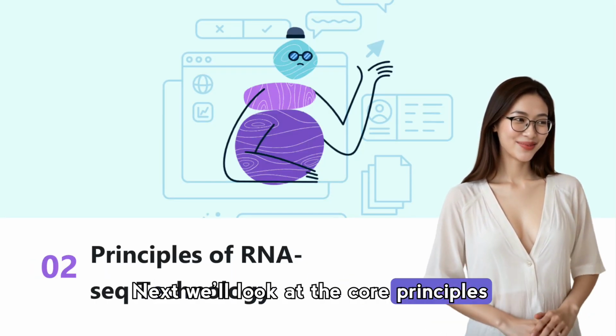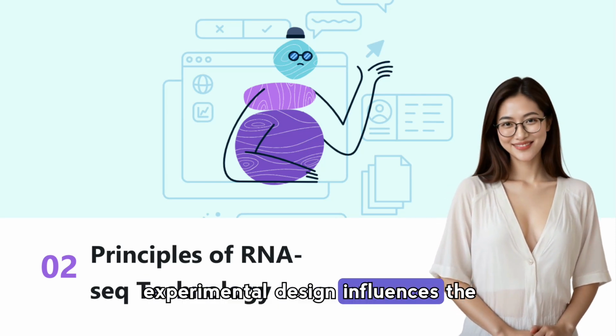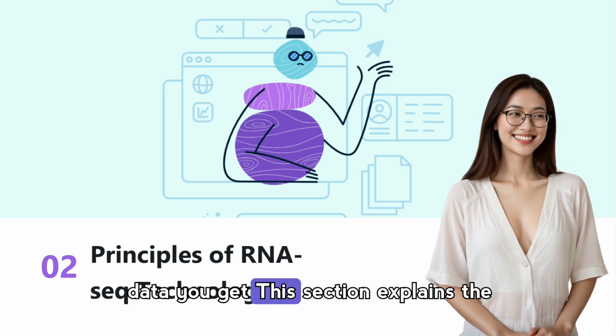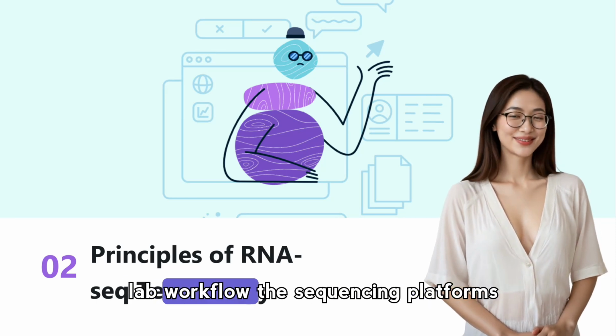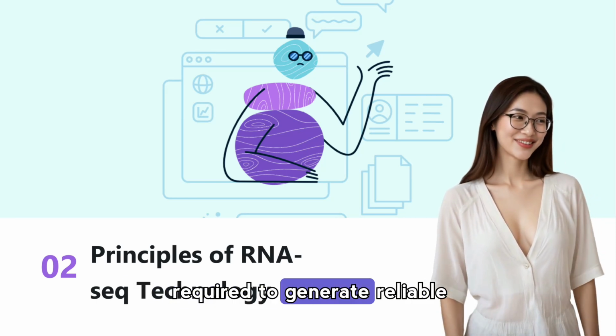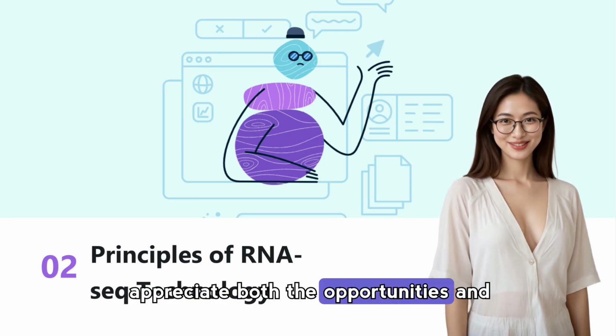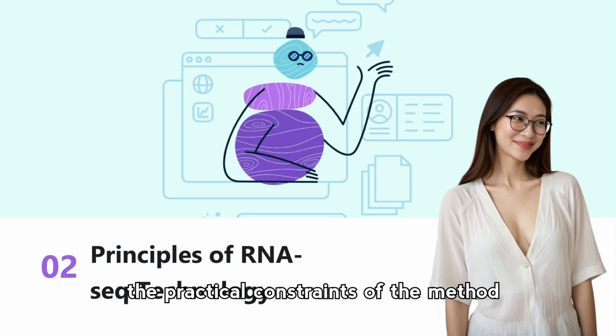Next, we'll look at the core principles behind RNA-seq technology and how experimental design influences the data you get. This section explains the lab workflow, the sequencing platforms available, and the quality controls required to generate reliable transcriptome profiles, so you can appreciate both the opportunities and the practical constraints of the method.